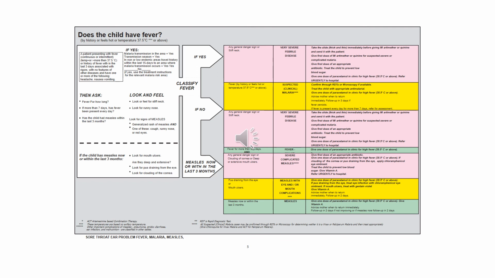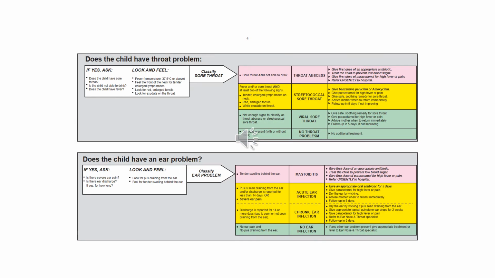Now, if there is measles at that time when the child comes to the hospital, and there is no other complication present with it, you just have to give paracetamol and vitamin A treatment to the child, and counsel the mother that the child only has measles, and that it is going to subside after some time. This is how you are going to manage a child who comes with the complaint of fever, from 2 months to 5 years of age.